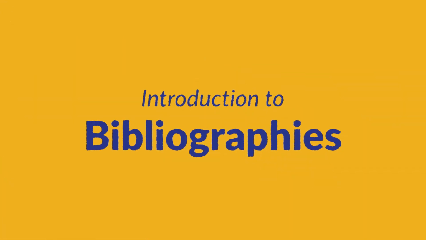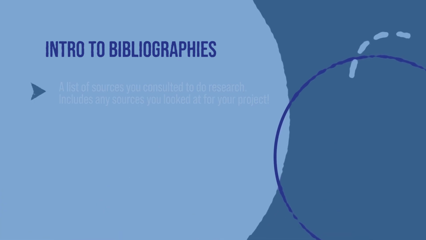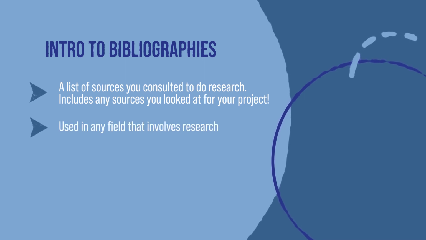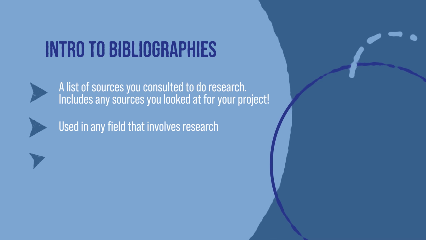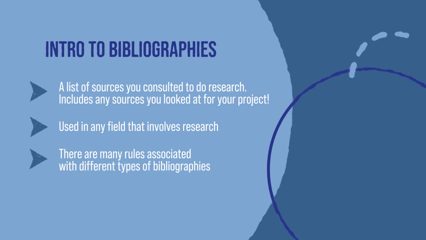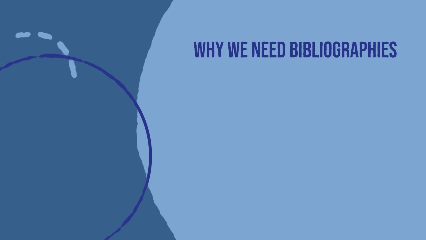So first, what is a bibliography? Most simply, a bibliography is a list of sources that you consulted to do research. It should include any source that you looked at while you were creating your History Day project. Bibliographies are used in almost every field that includes research, from science to public health to history. There are a lot of rules associated with creating a bibliography, but they're still incredibly important when you're doing any kind of research. There are 3 reasons that we use bibliographies.